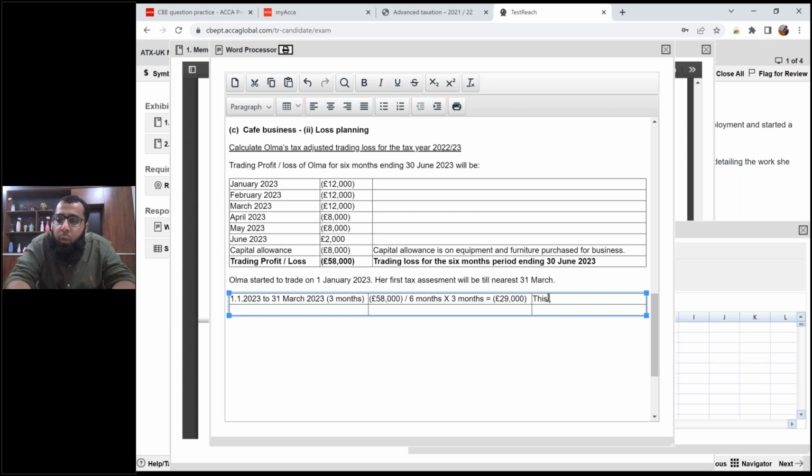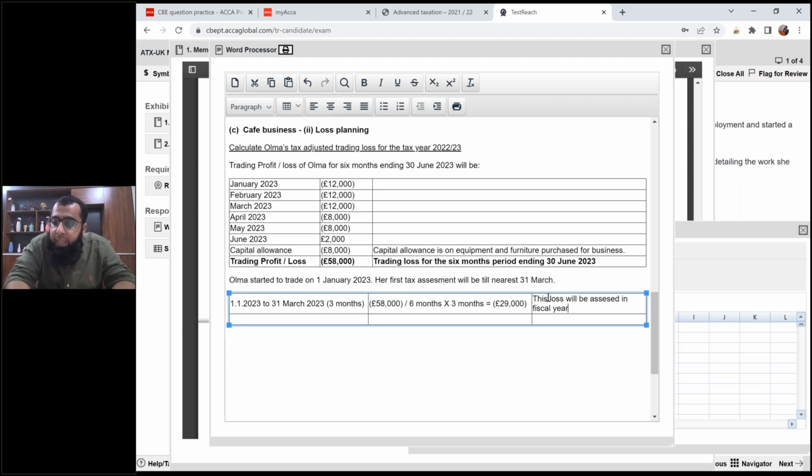Okay. This loss will be assessed. Can anyone tell me what fiscal year is it? We always look at the fiscal year from the end date. So this end date is 22-23. This loss will be assessed in fiscal year 2022/2023. I will repeat it again. I want you all to concentrate on it.